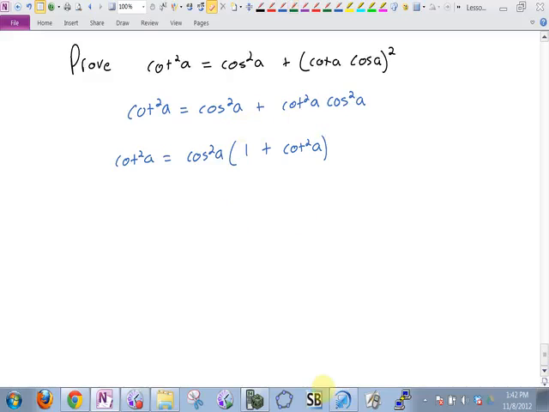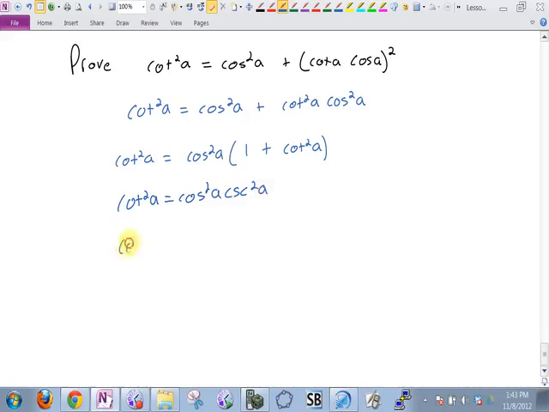So now, inside the parentheses, we have 1 plus cotangent squared A. We have memorized that 1 plus cotangent squared is cosecant squared, the Pythagorean identity. So this becomes cosine squared times cosecant squared. 1 plus cotangent squared is cosecant squared. 1 plus tangent squared is secant squared. Sine squared plus cosine squared equals 1. Those are your three Pythagorean identities.